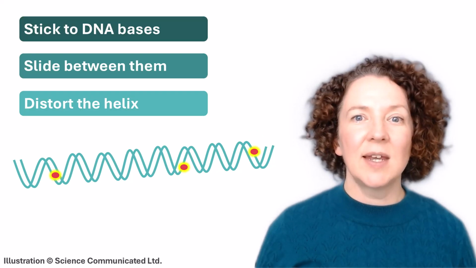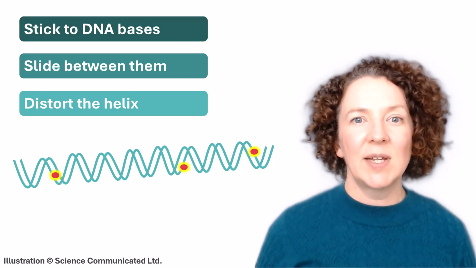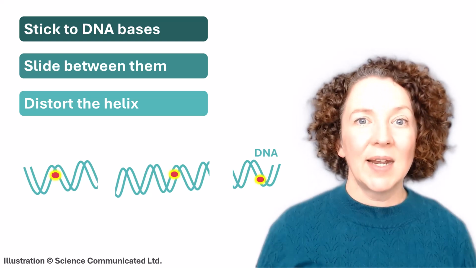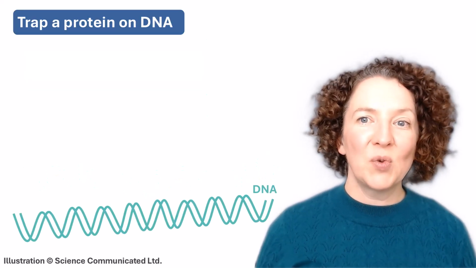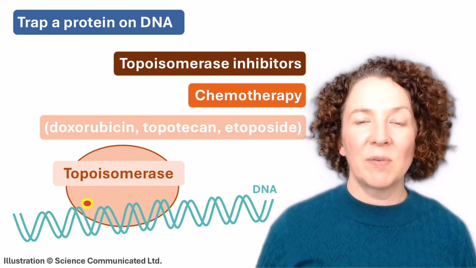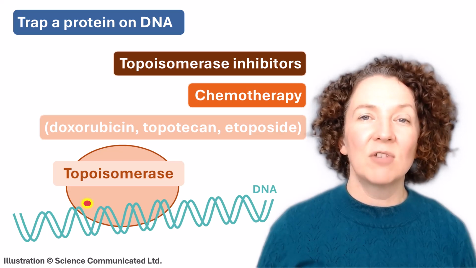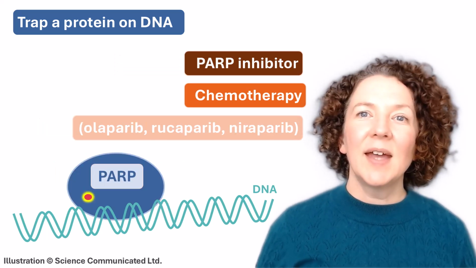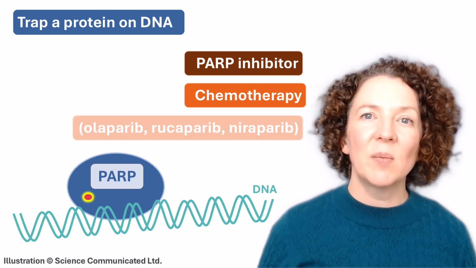They stick to DNA bases or slide between them or distort the DNA double helix. This leads to DNA breaks, which can kill the cell. You can also use small molecules to trap proteins on DNA. Here's an example from the world of chemotherapy drugs, topoisomerase inhibitors like doxorubicin and etoposide. And here's a group of targeted therapies, the PARP inhibitors, that do something similar.